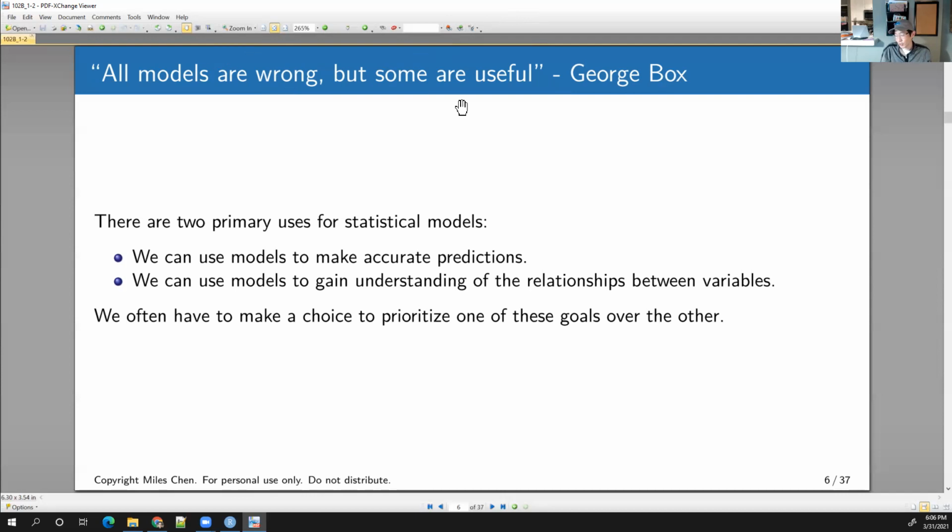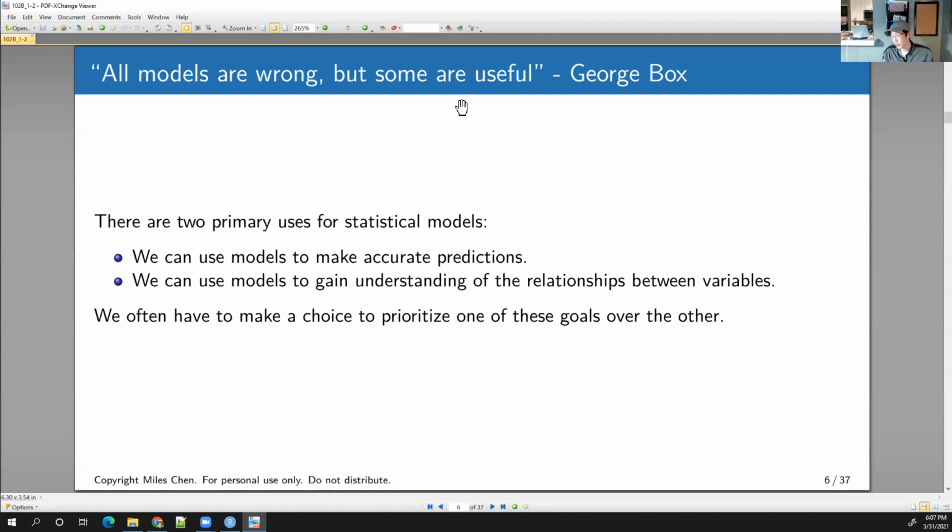Okay. And so I would say there's two primary uses that we have for statistical models. One is that we can use models to make predictions. So we want to predict whether this outcome is going to happen or a different outcome is going to happen, or we want to predict some number. Okay. And we can use models to make predictions.